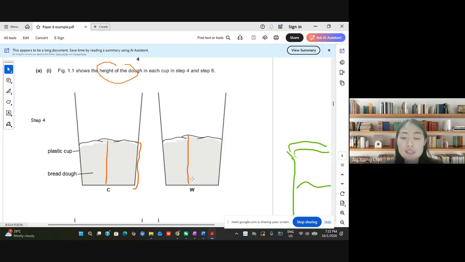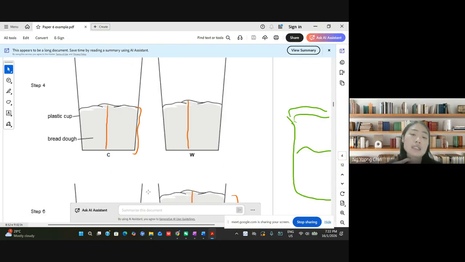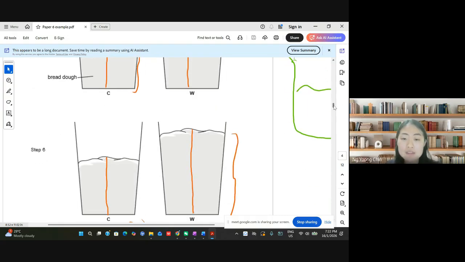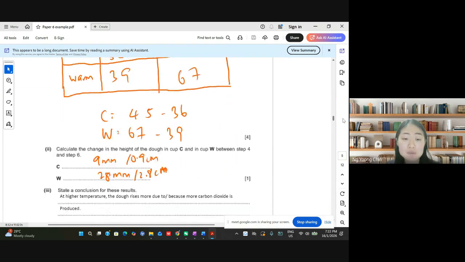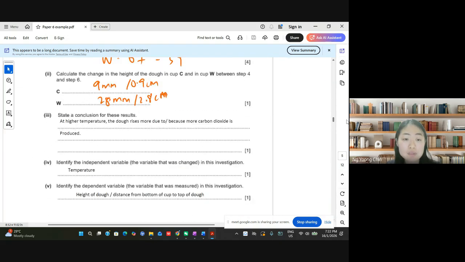So it will cause the cup labelled W to have a higher mass of dough compared to the dough in cup C with a lower mass. So it's better if you can estimate the change in the dough level, so you can measure which dough actually increased the most compared to the other dough. So you should write in this way.